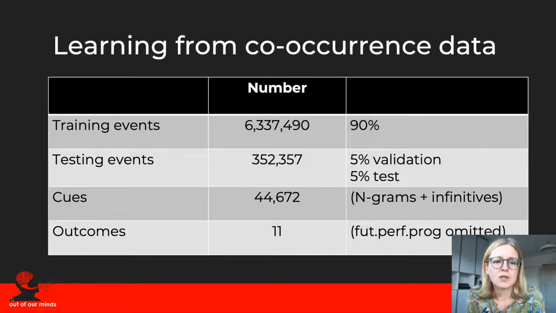So the cues that we used were the n-grams, 1, 2, 3, and 4 grams, as well as the infinitive, the lemma of the verb we were looking at. There were 44,000 of those, and all this information was used to learn to use 11 outcomes. There are 12 tense aspect combinations, but we had to omit the future perfect progressive because there were so few examples available in the corpus that it wasn't possible to train a model on. I think there were only about 30 examples.